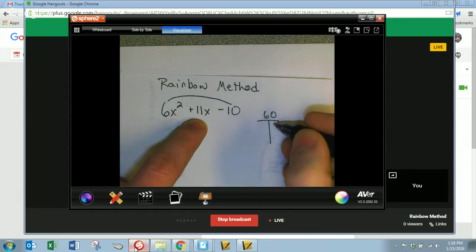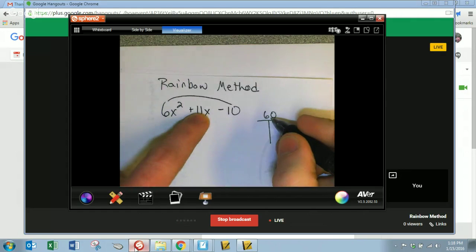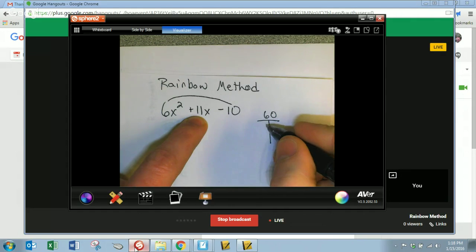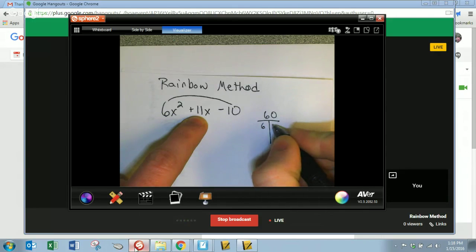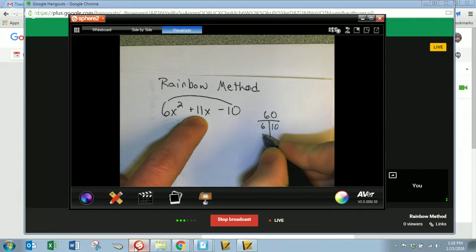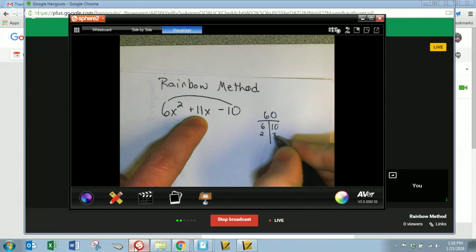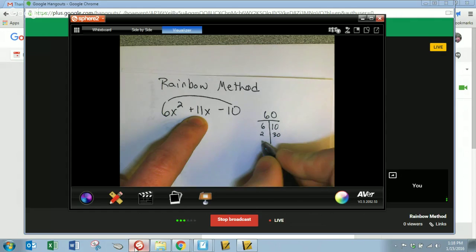I want to find factors of 60 that subtract to 11. So I've got 6 and 10, 2 and 30, 15 and 4. There are my ones that subtract to 11.